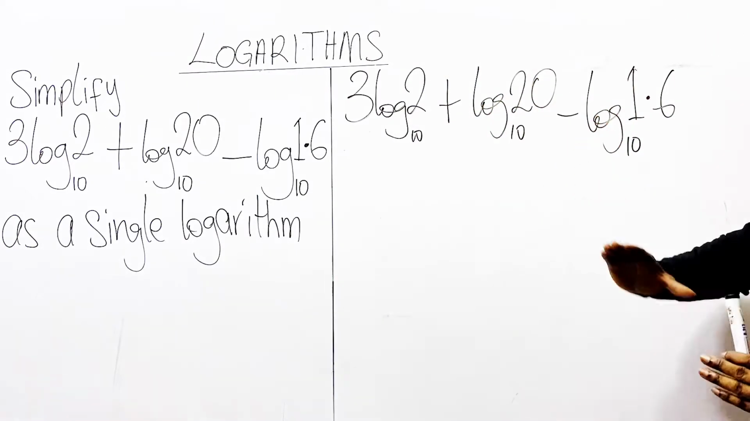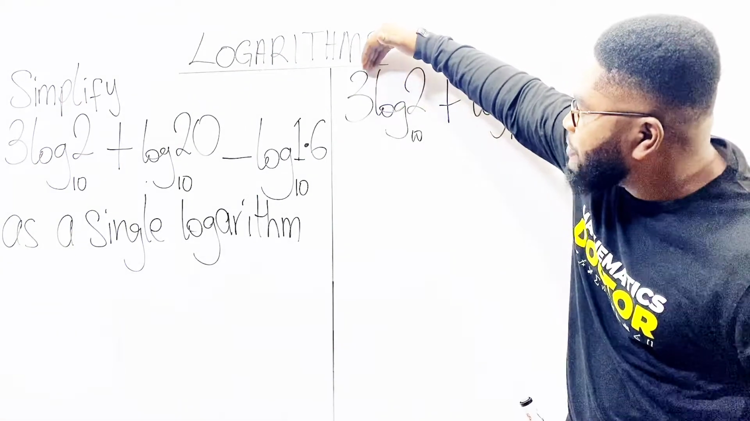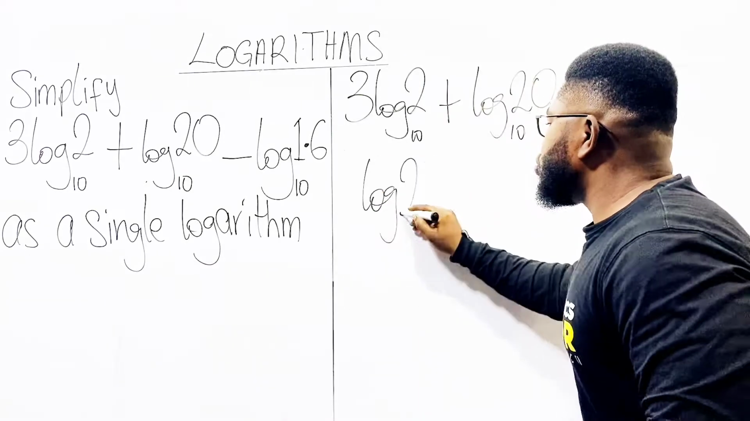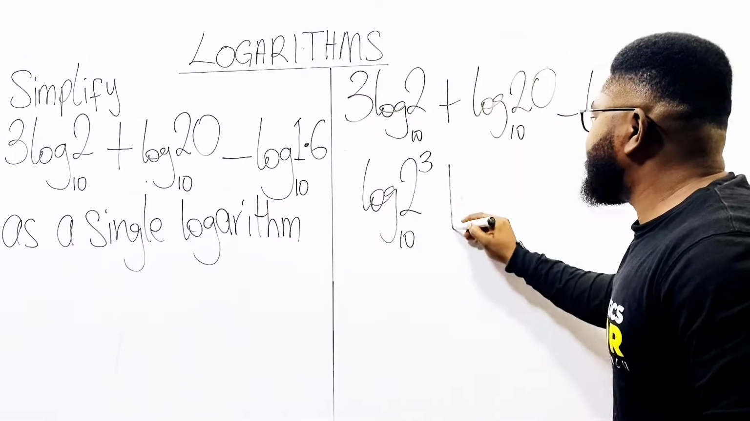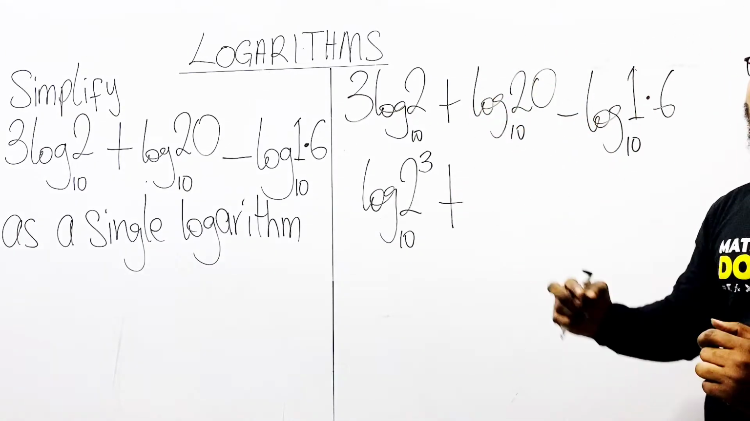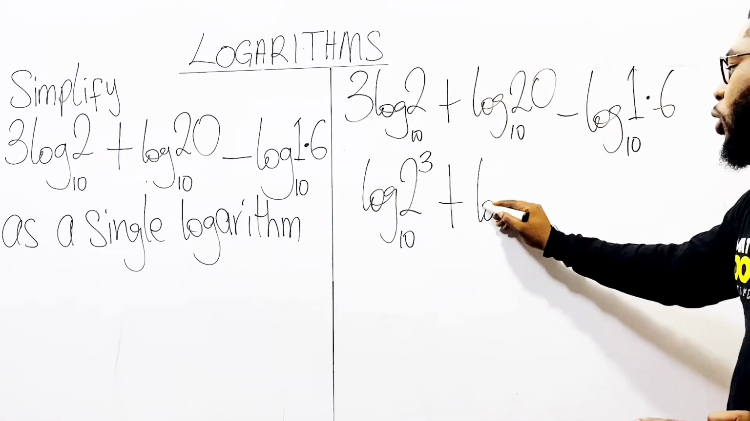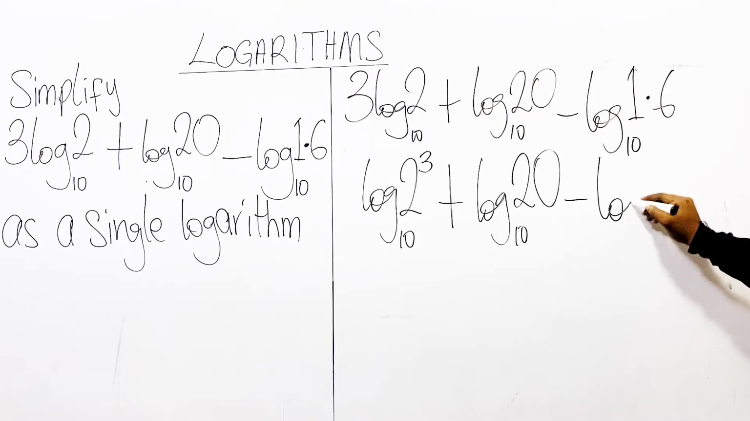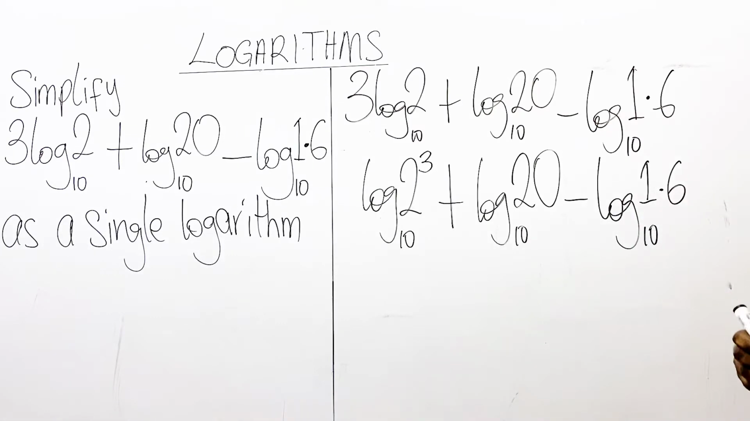And this one there is no number, so the log is free. So the number in front of the log is 3. I'll move it here. So this is how I'll write it. Log 2, 3 moves to become power 3, base 10. Then plus the rest can be written because they are just logs which have no coefficient, no number here. So it becomes log 20 base 10 minus log 1.6 base 10. Now your log is free.